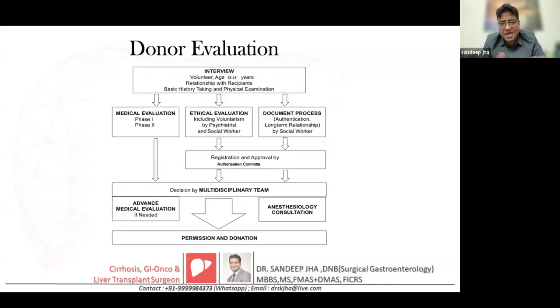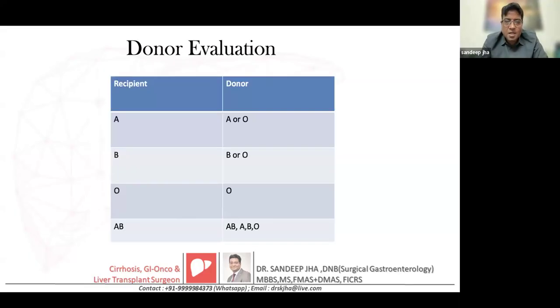This is the complete flow chart of how we go about the evaluation. There are three components: a medical evaluation, an ethical evaluation, and a documentation process. Then all this is approved by an authorization committee, which is headed by government officials, and they give authorization for the transplant. Only then can the surgical team proceed with a liver transplant. At any step, if there's a problem, we cannot proceed with the liver donation surgery.